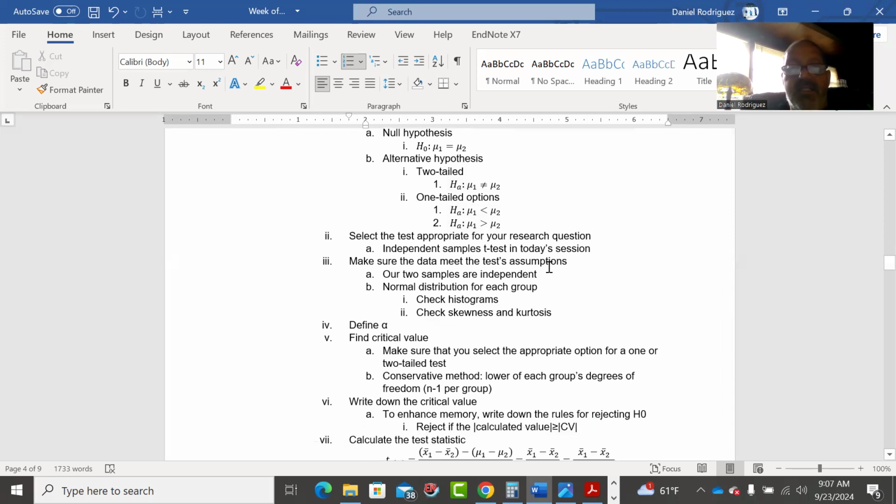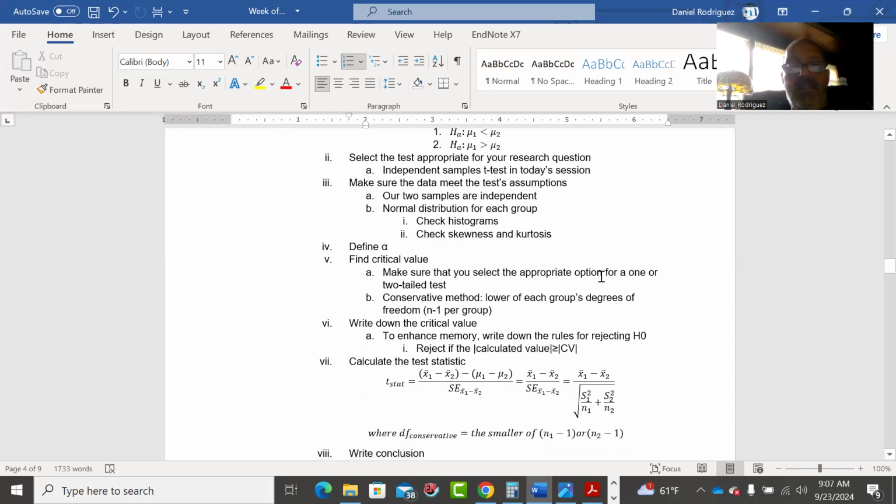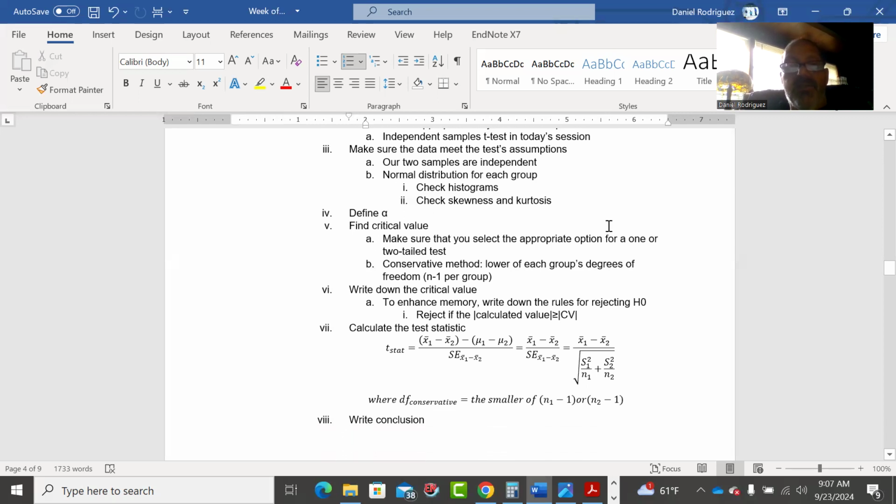The appropriate test here, we'll have two independent samples. That's our independent samples t-test. We have to make sure that, well, we should be doing this for all of our tests, we have to make sure that our data meet our test assumptions. Our two samples are independent, that's one, and both samples are normally distributed. So you can look at the histograms to see if they look like a bell. If they do, that's pretty good.